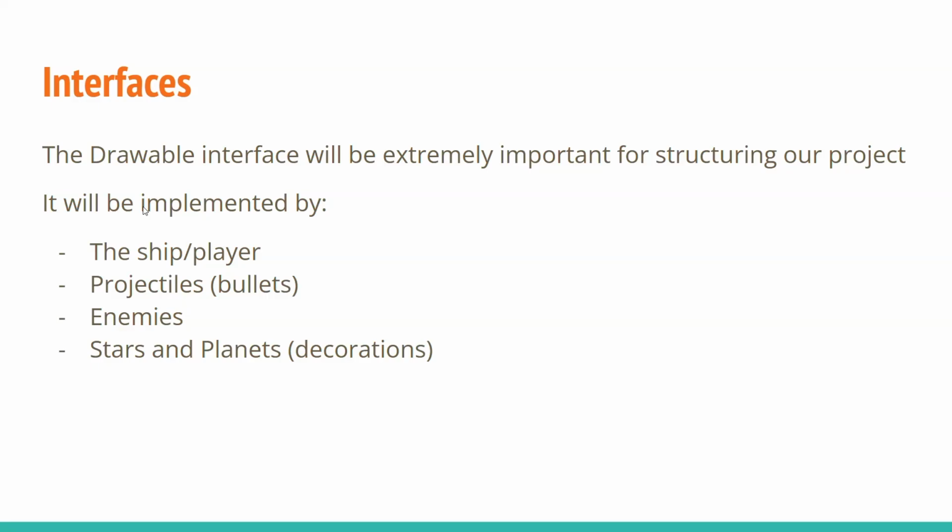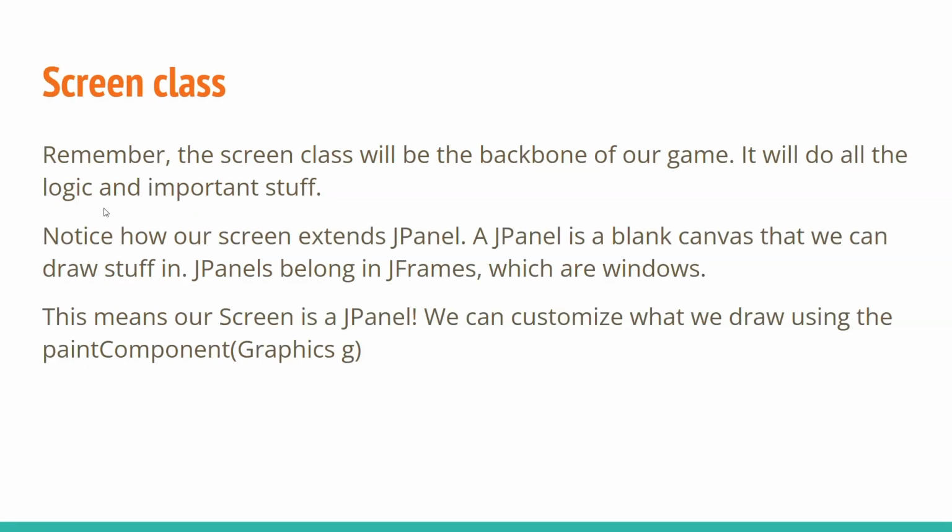The interface Drawable that we just created is very important because it's implemented by the ship, projectiles, enemies, and then our decorations. So basically anything we see on the screen is going to have this Drawable interface implemented. And then in the Screen class, which if you remember is basically what does most of the work, it draws things, it does the logic. You might notice that it extends JPanel, and the JPanel is basically the blank canvas that we're able to draw stuff in. And then JPanels sit inside of JFrame, which is a window.